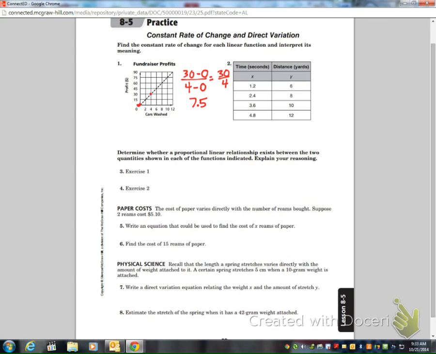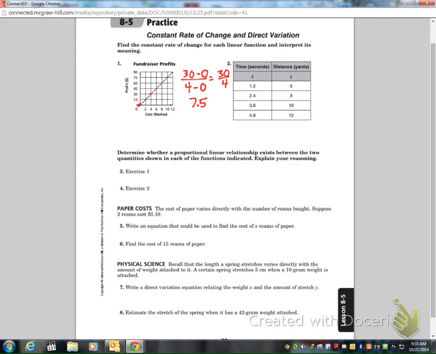It doesn't matter which 2 points you pick. You didn't have to use 4, 30, and 0, 0. You could have used any other points. Who used different points than those? Did everybody get 7.5? Yes. Okay. So it doesn't matter because it's a constant rate of change. Any point along those lines is going to have that same rate of change. So any 2 points on it, you'll get the same value unless you mess up on your math, right?